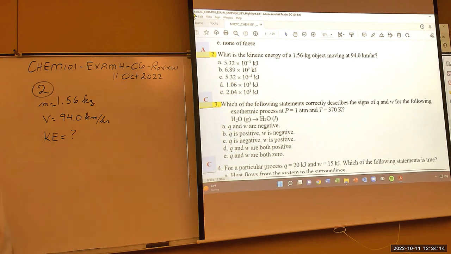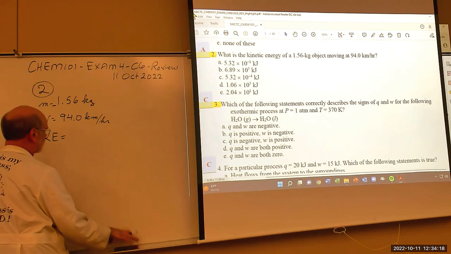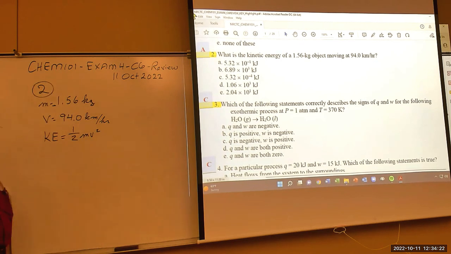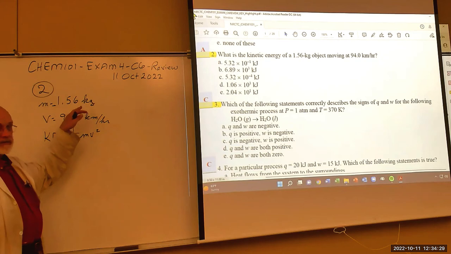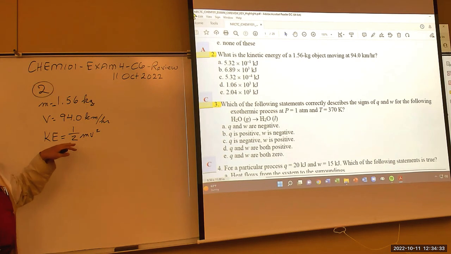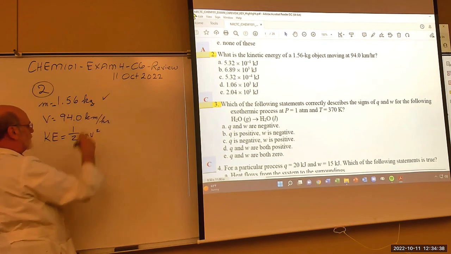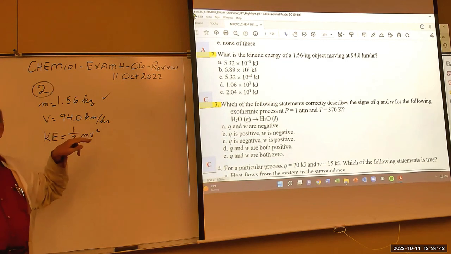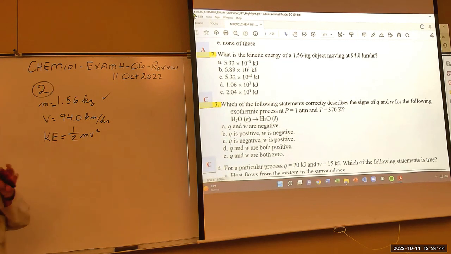Okay, the temptation is to just take this formula and just plug the numbers into it. What's wrong with that? These are not fundamental units, and they won't give you the answer in joules if you put it in like this. Kilograms is fine, that goes in mass. But the velocity is not right. So what units does the velocity need to be?